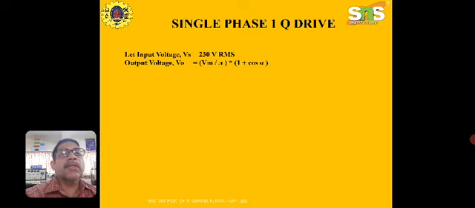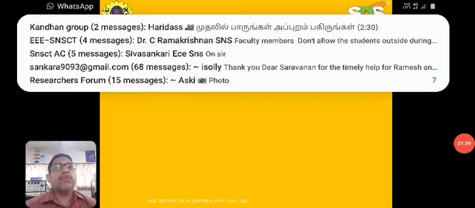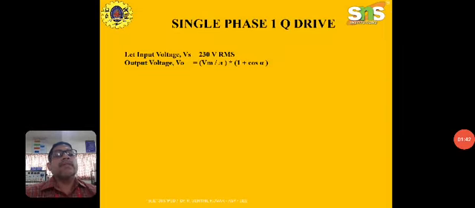For the calculation part, let the input AC voltage be 230 volt RMS. For a one quadrant drive, that is a single phase semi converter, the output voltage V0 is expressed as Vm by pi into (1 plus cos alpha), where Vm is the maximum voltage of the 230 volt AC and alpha is the firing angle of the thyristors T1 and T2 respectively.